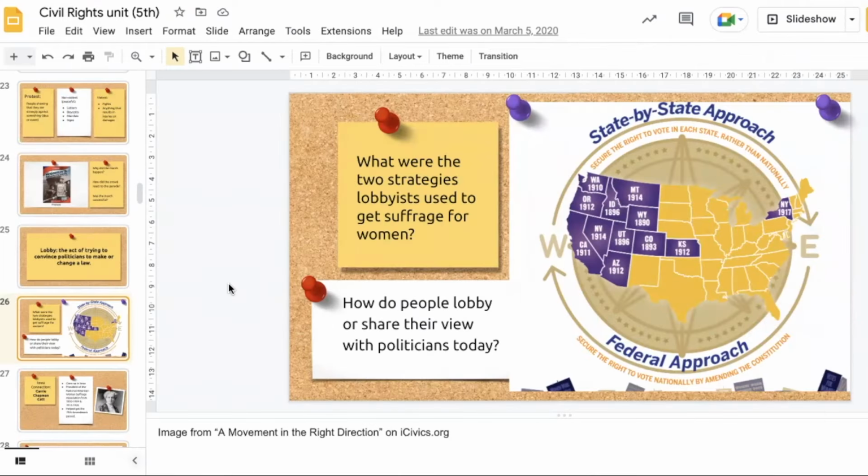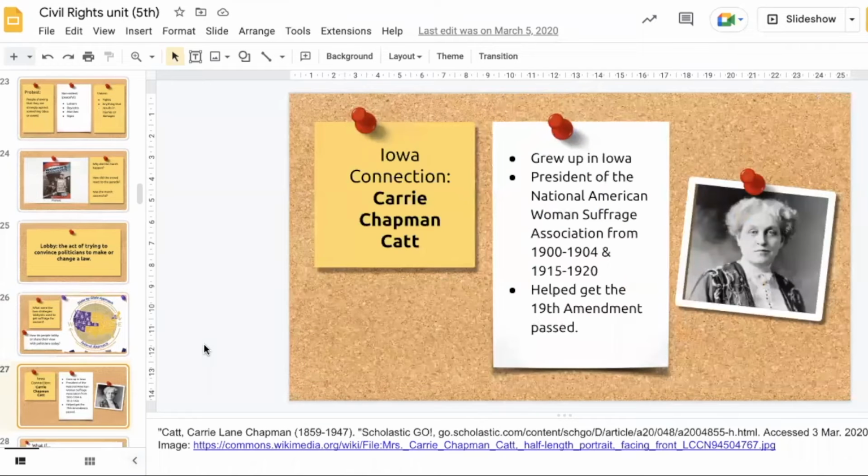On slide 26, there is an infographic from iCivics about the two main approaches used to gain suffrage for women. We had the state-by-state approach, which was to try and get the right to vote passed in every state. And we had the federal approach, which was to try to get the federal government to amend the Constitution and say that all women had the right to vote. Carrie Chapman Catt is the Iowa connection. She's someone that helped get the 19th Amendment passed.